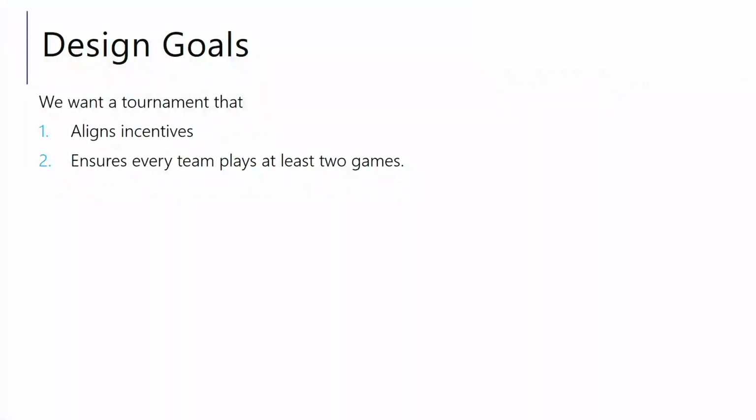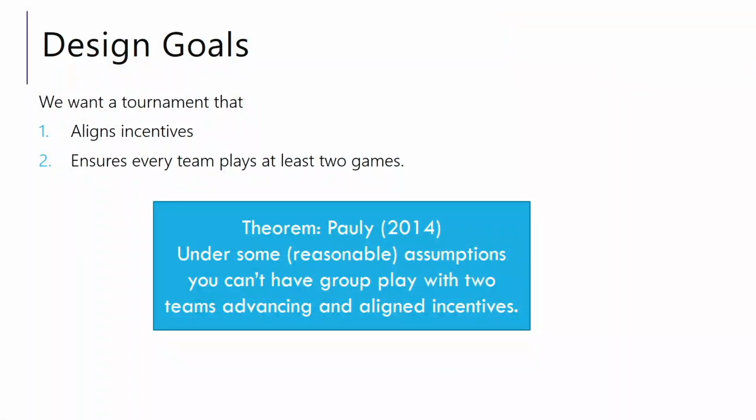All right, so these are the two goals we want: to align incentives and ensure every team is going to play more than one game. Right, so your first thought might be, well, let's just keep the group play and maybe add a little bit more randomness to that second phase. Unfortunately, that doesn't work. This is a result by Polly from 2014. Under some pretty reasonable assumptions, you can't have this group play as the first phase and do anything in the second phase that will properly align the incentives. Right, so if we're going to design this tournament, we can't be messing with the second phase. We have to actually change that first phase, that group play phase.